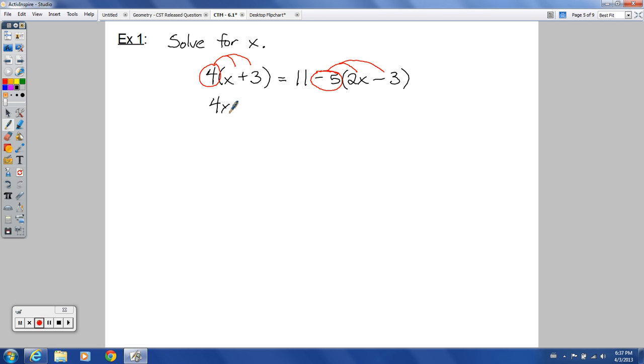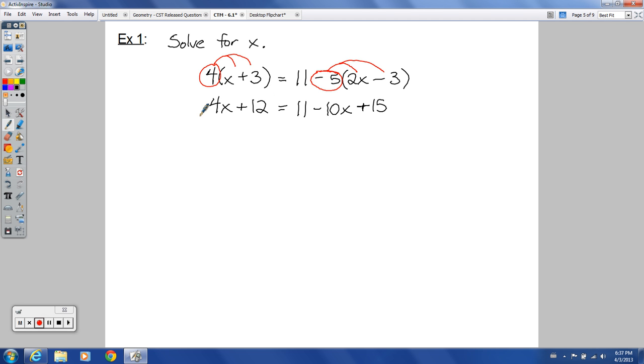4 times x is 4x. 4 times 3 is 12. And then we'll have 11, and then minus 5 times positive 2x, that would be a negative 10x. Negative 5 times negative 3 would be a positive 15. And now we put all that together and we combine like terms if possible.